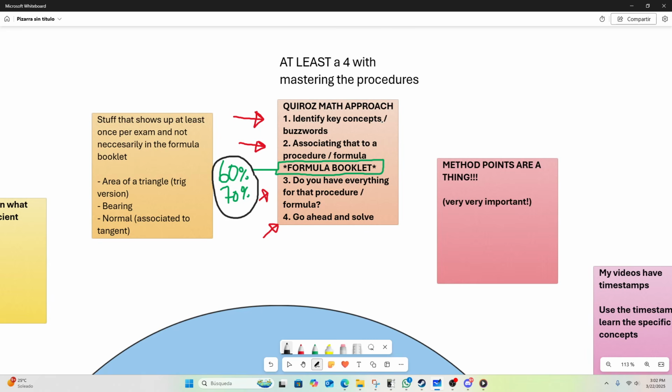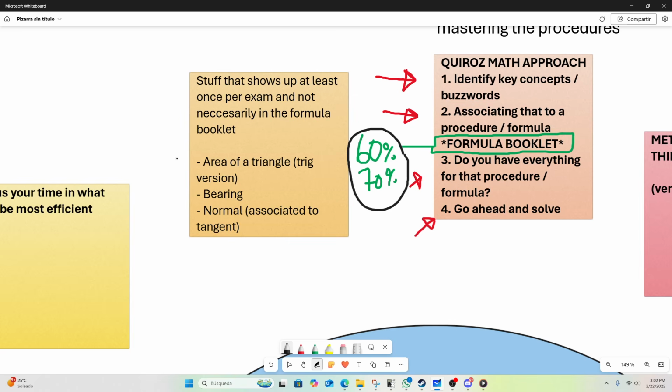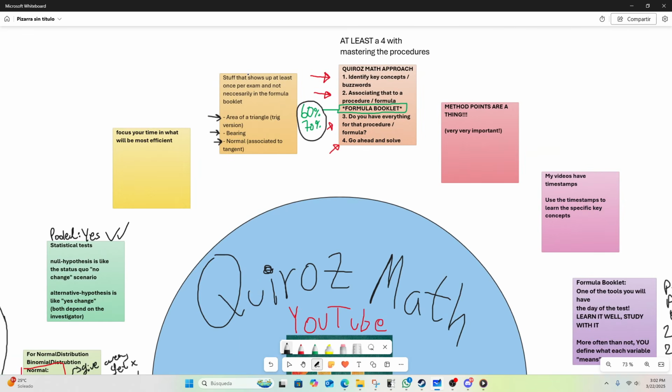The Quiroz math approach. Identify the key concepts and buzzwords. Attack the right procedure or formula. Do what you gotta do to get the procedure or formula. Go ahead and solve. What's the weird, awfully specific stuff you should keep in mind that shows up once per test? Area of triangle, being forced to use the trig version, the bearing, and the idea of the normal.